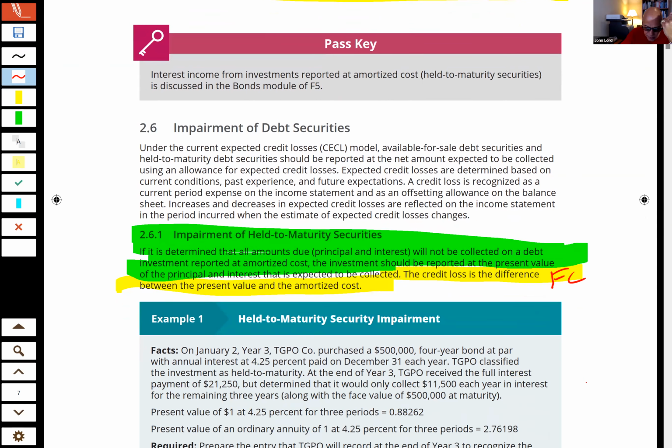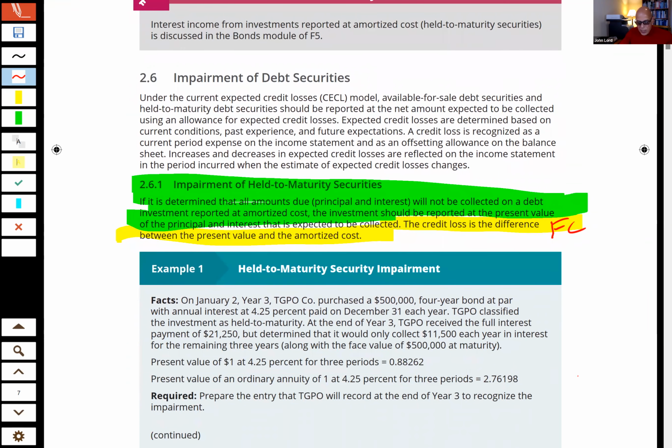And we have this $500,000 4-year bond purchased at the interest rate, and they classify the investment as held to maturity. Okay, at the end of the 3-year, TGPO received, isn't that cute? Tim Garrity and Peter Olinto, aren't they cute?